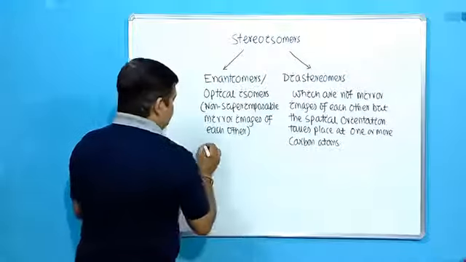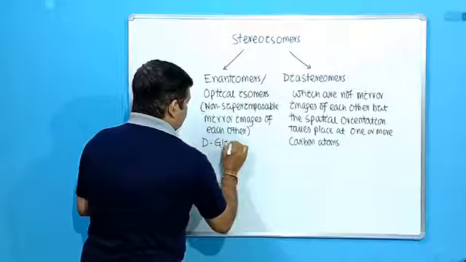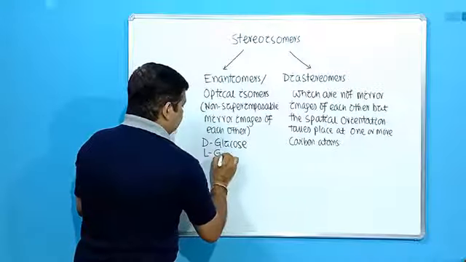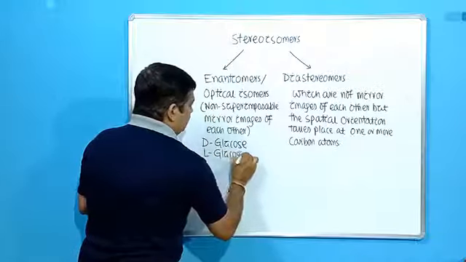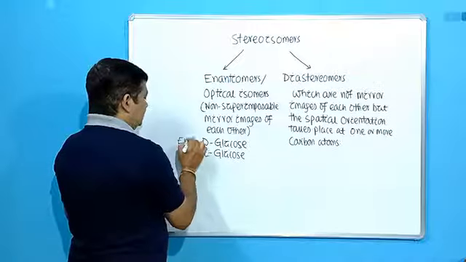Example of enantiomers: D glucose, which is an exact mirror image of L glucose. So you have D glucose and L glucose. So these are the examples of enantiomers.